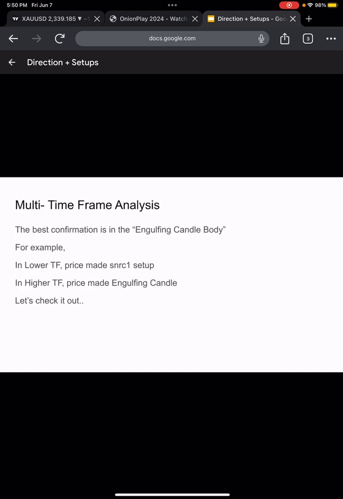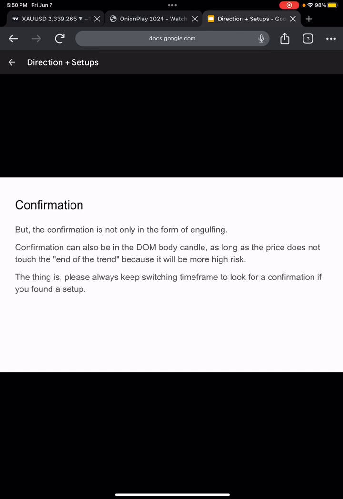Oh, that was backwards. Multi-time frame analysis. So the best confirmation is in the engulfing candle body. For example, in the lower time frame, price made an SNRC1 setup. In the higher time frame, price made an engulfing. But the confirmation is not only in the form of the engulfing. Confirmation can also be in the double Mariposa candle, as long as the price doesn't touch the end of the trend, because it's more high risk.